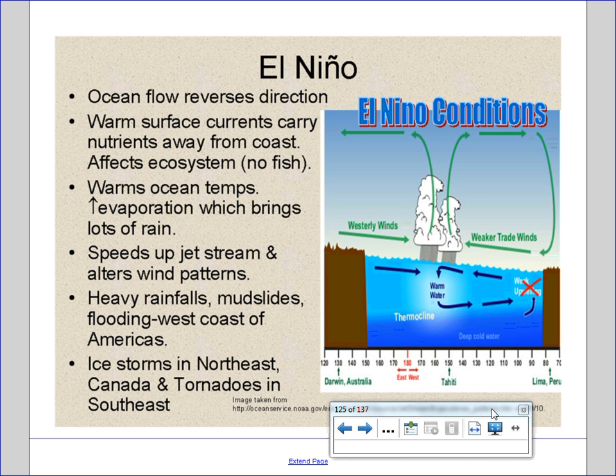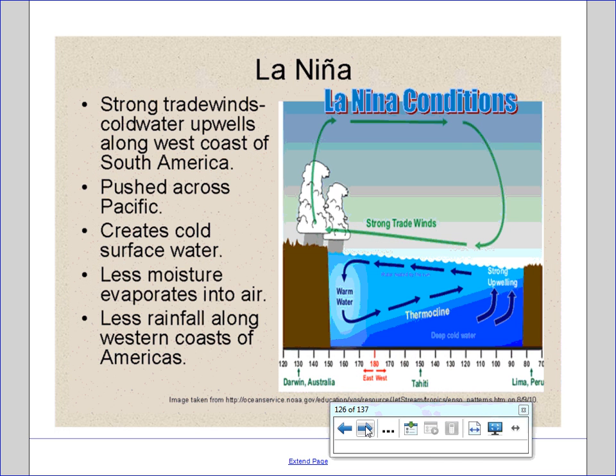So during an El Nino season, people in California and South America tend to get mudslides, flooding, heavy rains. And us in the Northeast, our wind patterns change, weather changes, and we've had some really bad ice storms during El Nino conditions. Folks in the Southeast tend to get more tornadoes during an El Nino, all because of the temperatures in the Pacific and how it shifts the weather and the wind patterns.